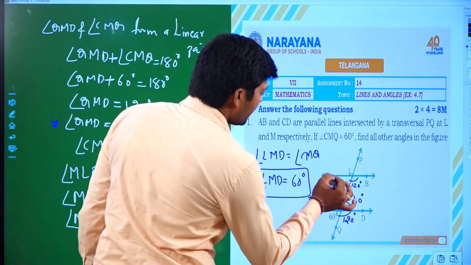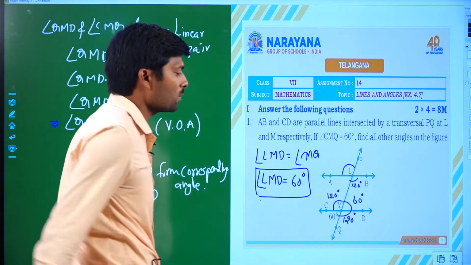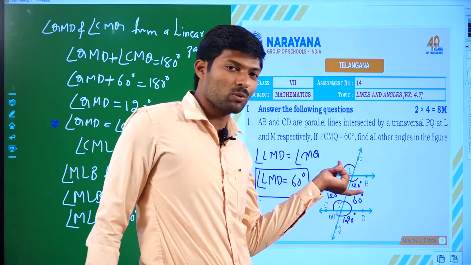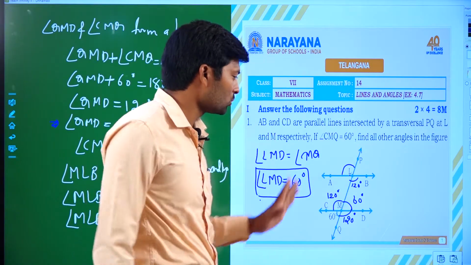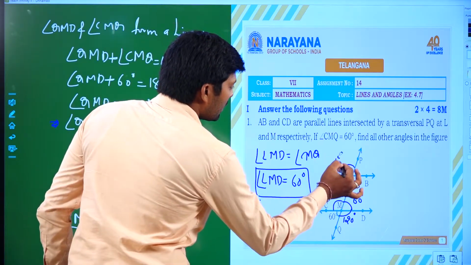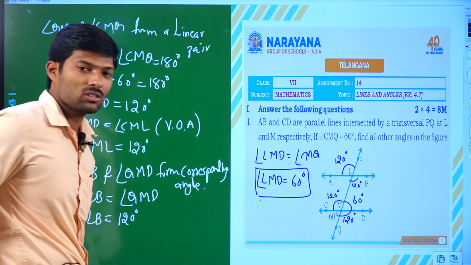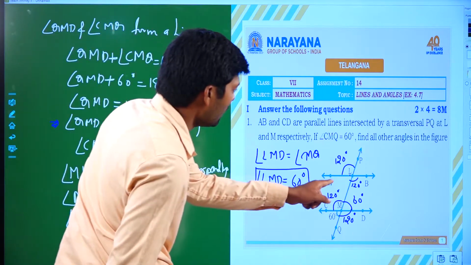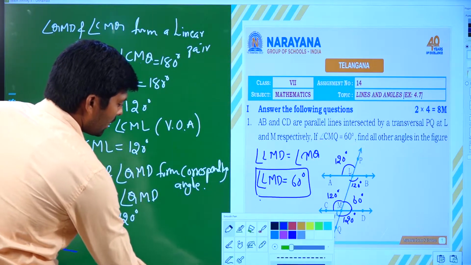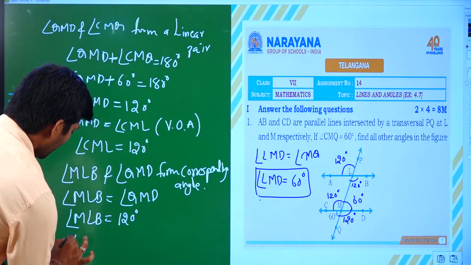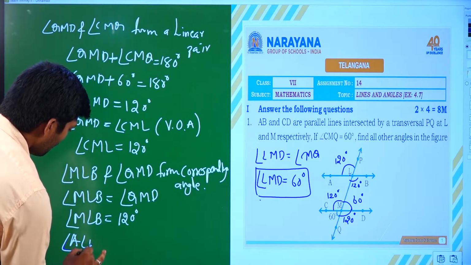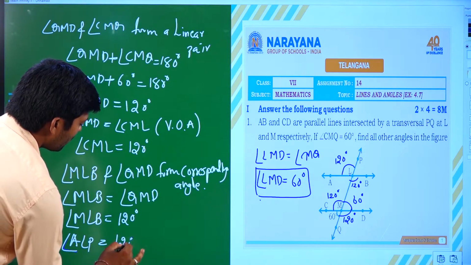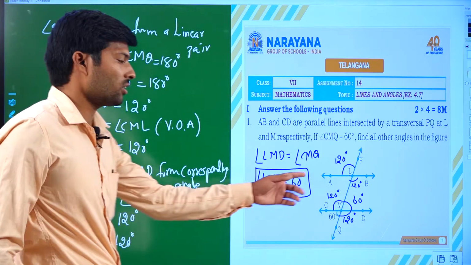Let's go for angle ALP. Angle ALP is equal to how much? These two angles are vertically opposite angles, so these two are equal. So let me take this angle also as 120 degrees. Angle ALP is equal to 120 degrees. Angle ALP is also 120 degrees.